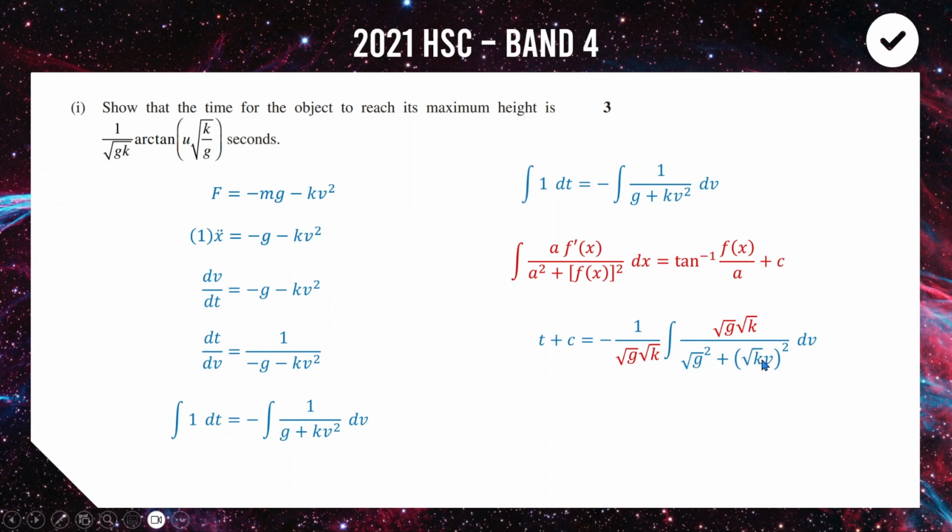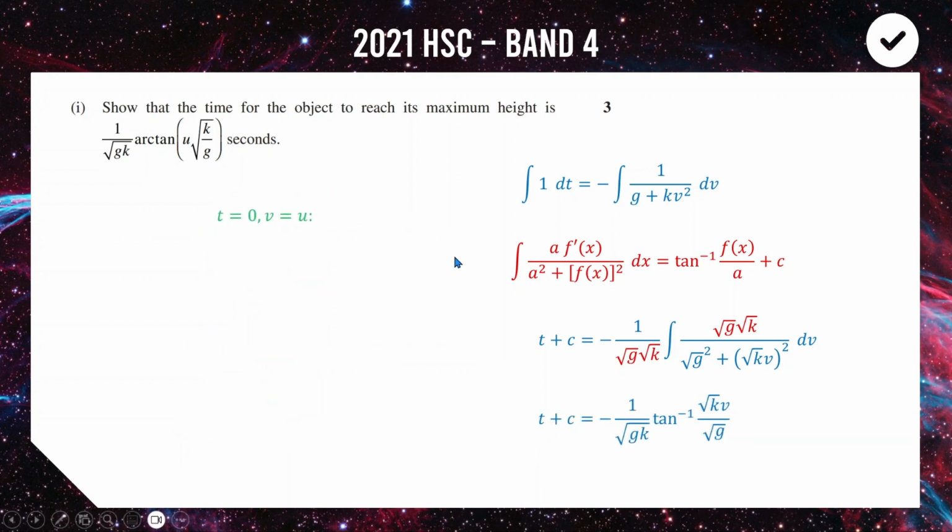So now this integral is going to be evaluated as inverse tan of root kv divided by root g. Okay, everything in red matching up with everything in blue down below. So t plus c is -1 over root gk, tan inverse of root kv divided by root g. Okay, that's probably the most hectic part of the question. Now we're just going to figure out what our constant is by using our initial conditions.